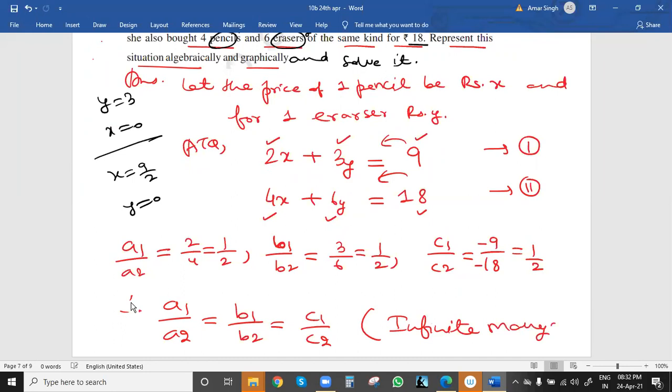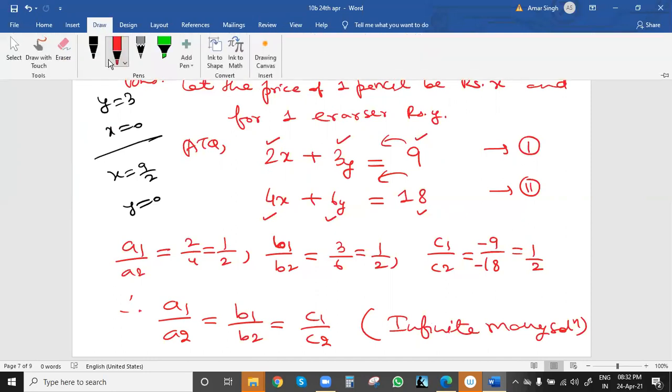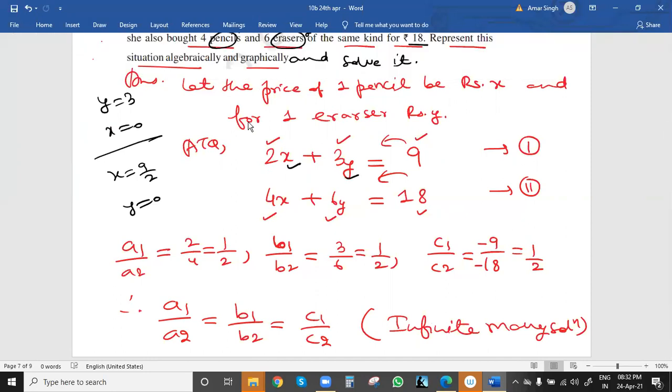Infinitely many solutions basically means many values, more than one. Many values of x and y will satisfy both the equations. Correct. Many values of x and y will satisfy both the equations.